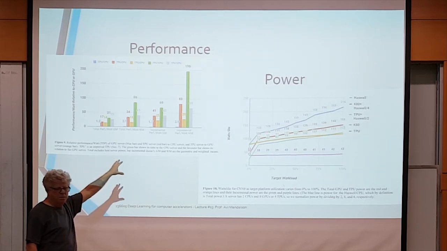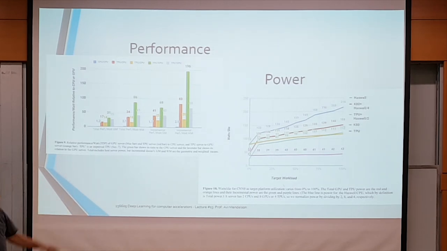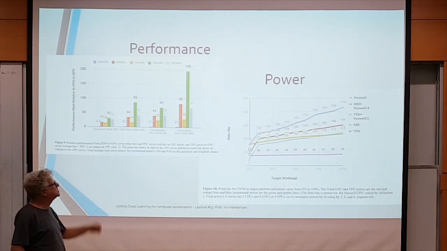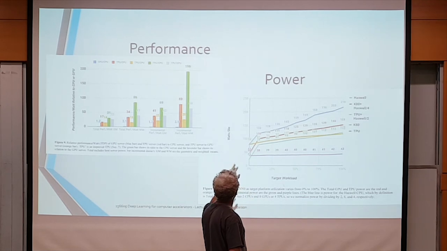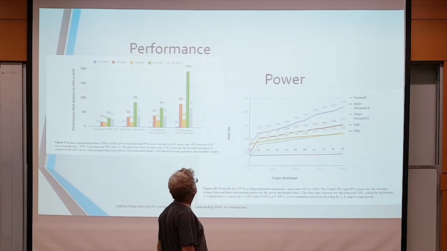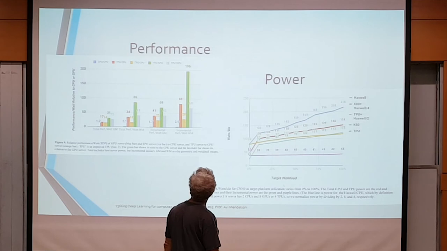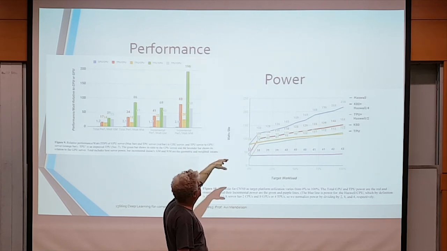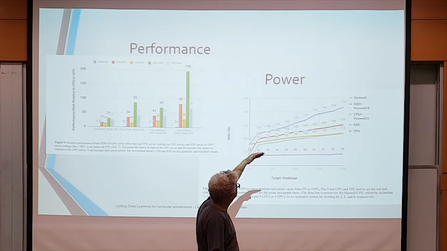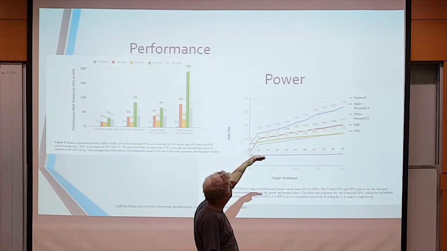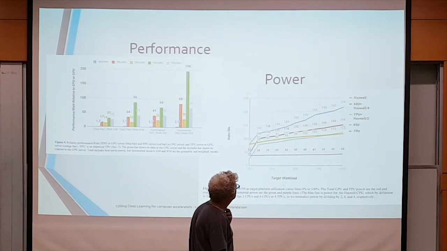And these are different algorithms, the performance per watt. Again, I published the slides and you can read all the comments. This is the target workload, and this is watt per operation. If this is the performance, this is the power, this is the difference, lower is better. So Haswell, and then the K80, the TPU plus Haswell.